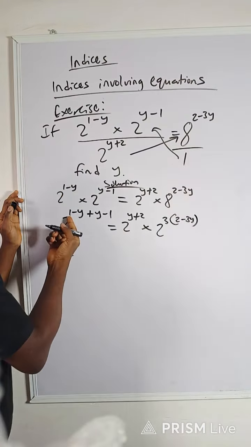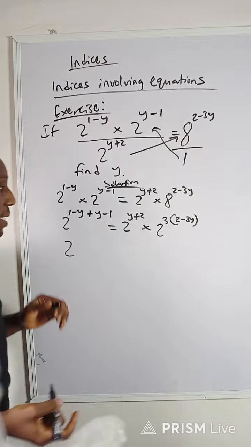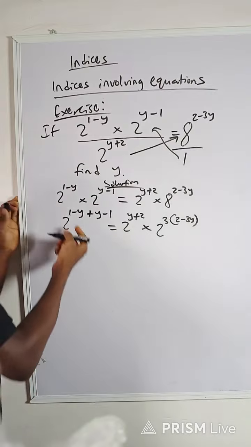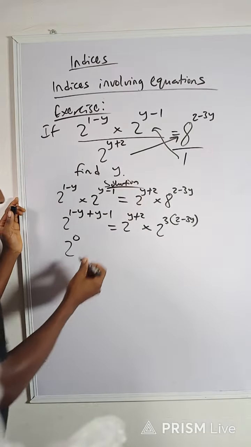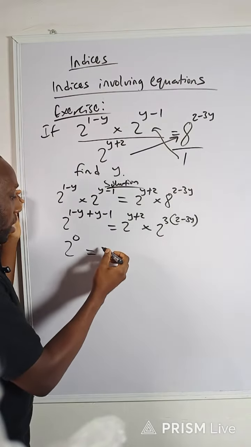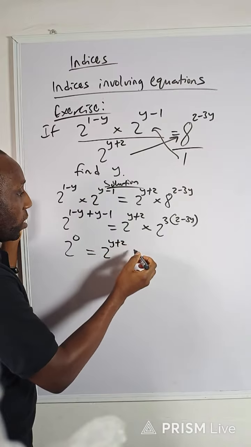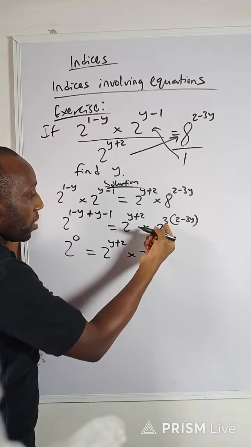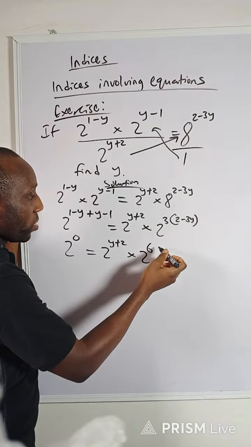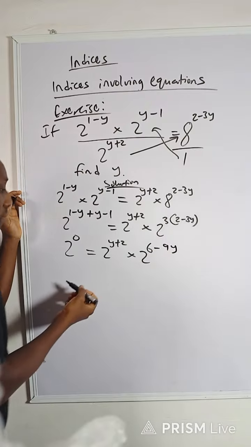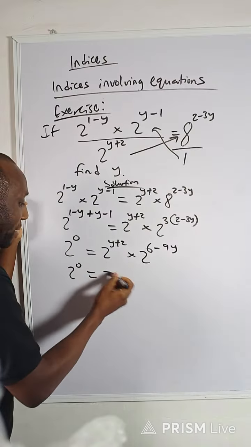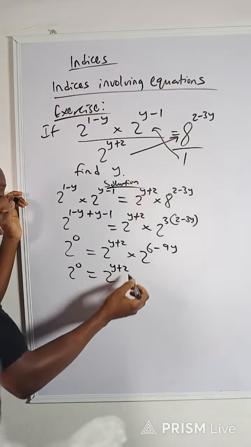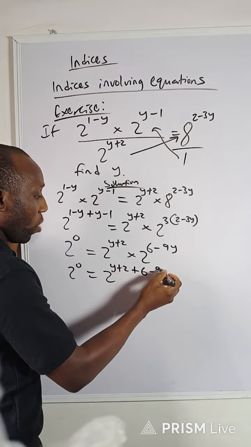And this will become 2 to the power of 1 minus 1 is 0, minus y plus y is also 0. So 0 plus 0 will give you what? 0. You see this? So this is equal to what? What about this? This is 2 to the power of y plus 2. Okay, let's just write this again. 3 times 2 is 6. 3 times negative 3y is what? Negative 9y. So if we decide to add the exponent because of this times here, you have y plus 2 plus what? 6 minus 9y.